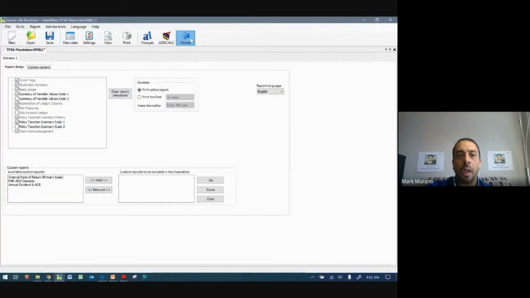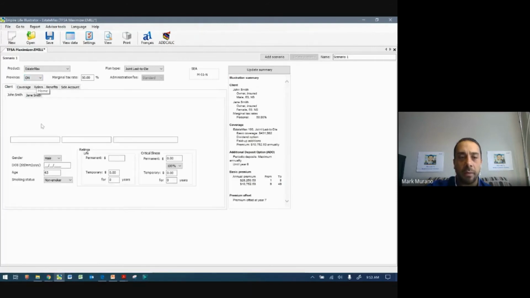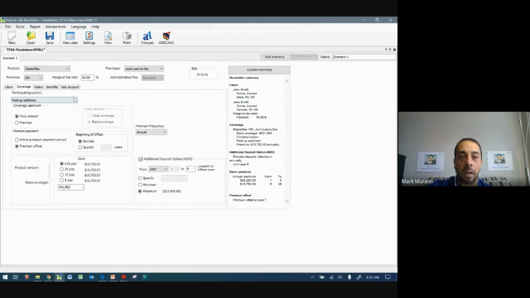So I've already created one for you for the sake of time. We have John and we have Jane. They're both standard, so no ratings, 100%, standard risk. On the coverage tab, I've decided to use paid up additions. And why paid up additions is ultimately we're trying to grow a little bit faster in terms of overall death benefit, and it allows me to do an ADO offset. To do an ADO offset, I need to choose paid up additions.